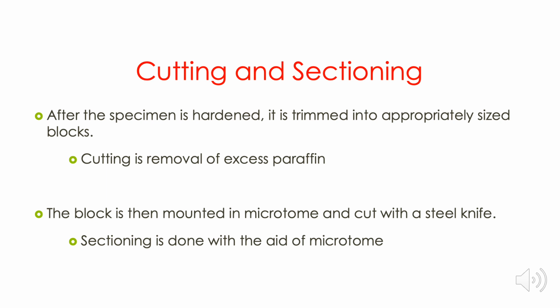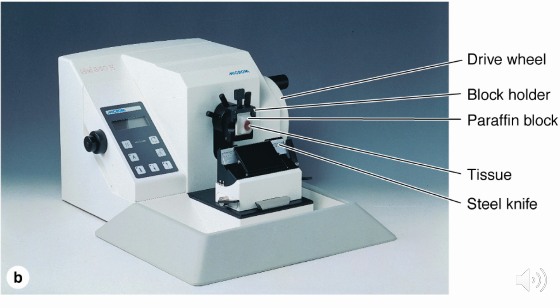In sectioning, we're actually using an important instrument, and we call it the microtome. So the instrument that you can see in front of you is the microtome. Can you appreciate the tissue that is placed within the tissue holder of the microtome? That's the reason why we need to remove excess paraffin, so that the tissue block will fit into the tissue holder or block holder of the microtome.